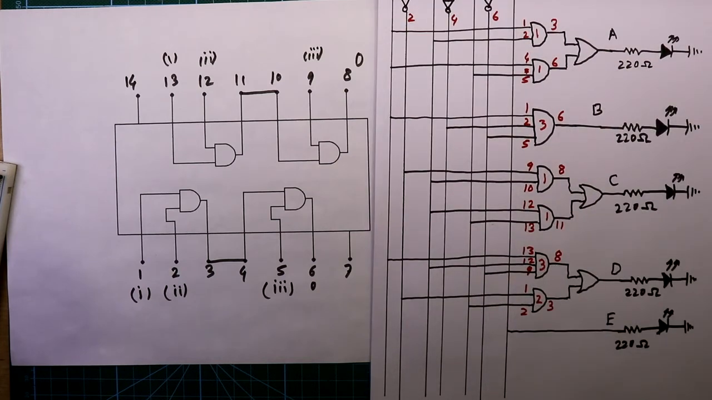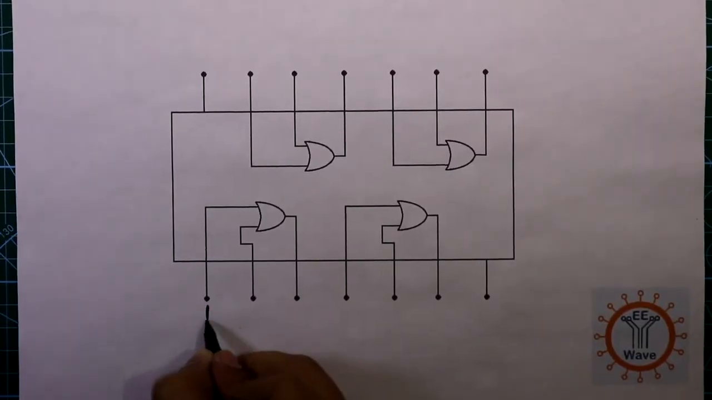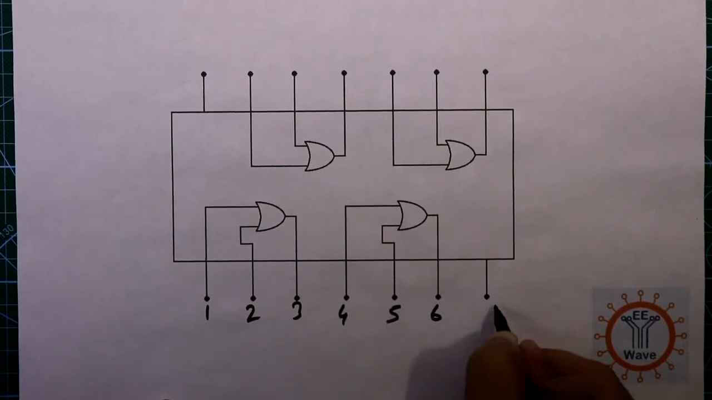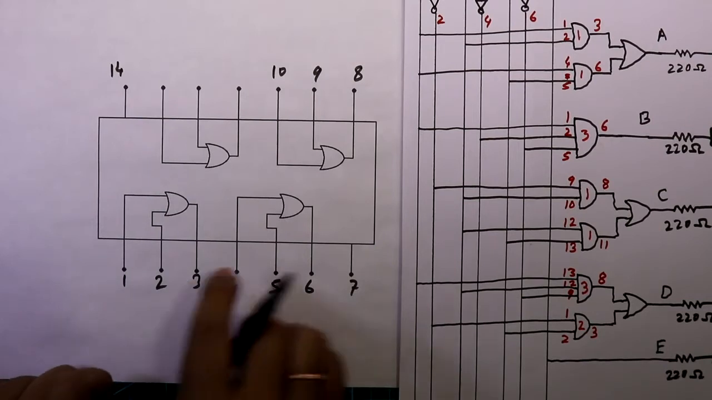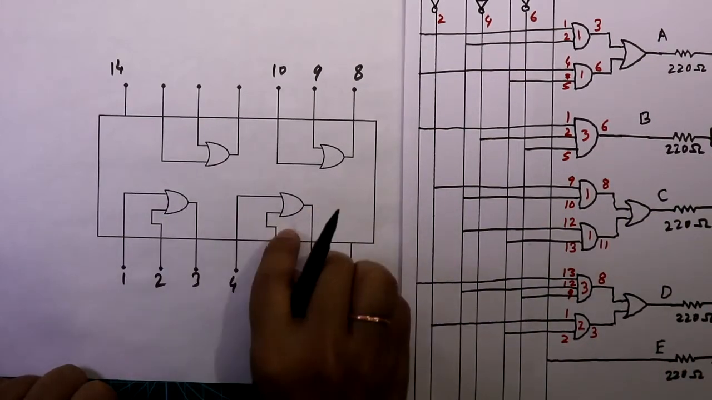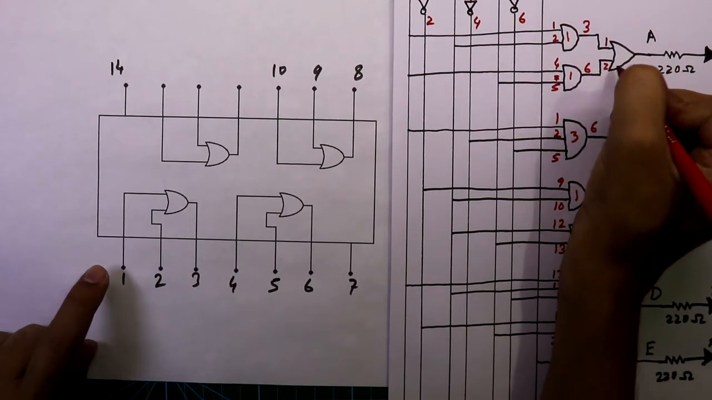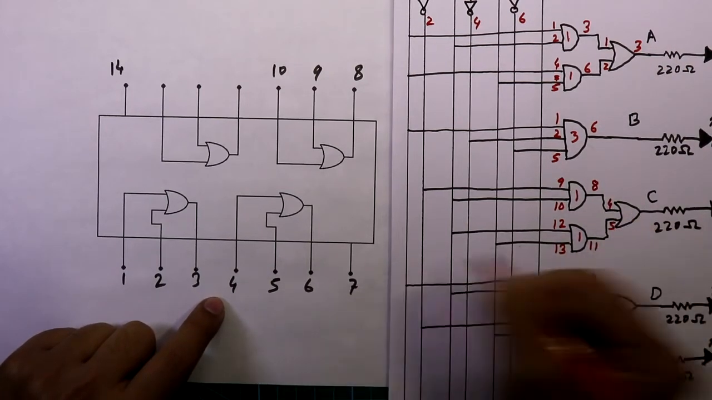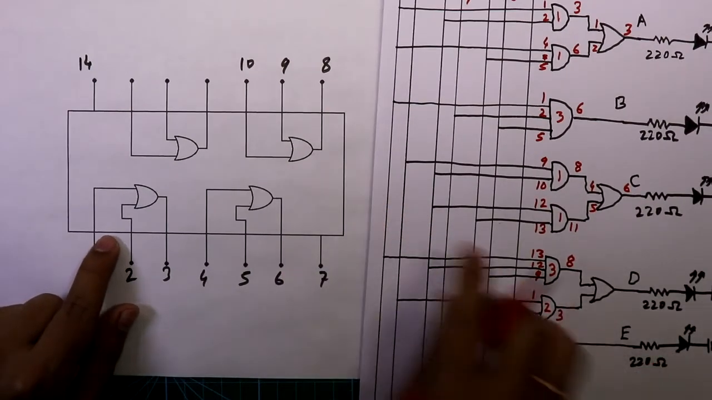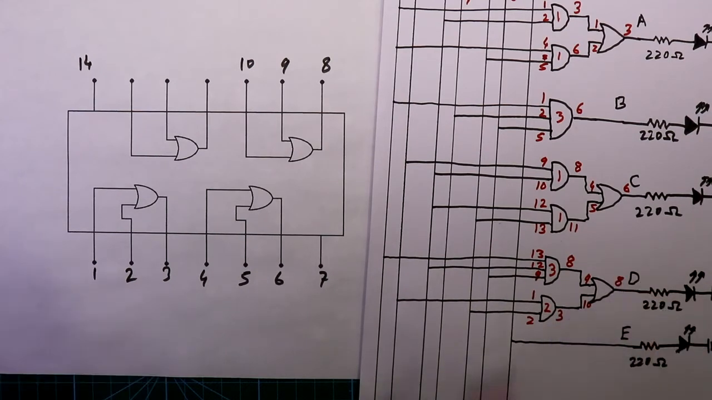Now see the OR gates. In the breadboard, we have to connect these two, then only it will work as a 3 input AND gate. This is the OR gate IC 7432. Here it is pin number 1, 2, 3, 4, 5, 6, pin number 7 is the ground, pin number 8, 9, 10 and pin number 14 is VCC. As we need 3 OR gates, I'll use these 3 gates. Pin number 1 and 2 are the inputs for this gate, and pin number 3 is the output. Same here, 4 and 5 are the inputs, 6 is the output. And for this gate, pin number 9 and 10 are the inputs, and 8 is the output of this gate.